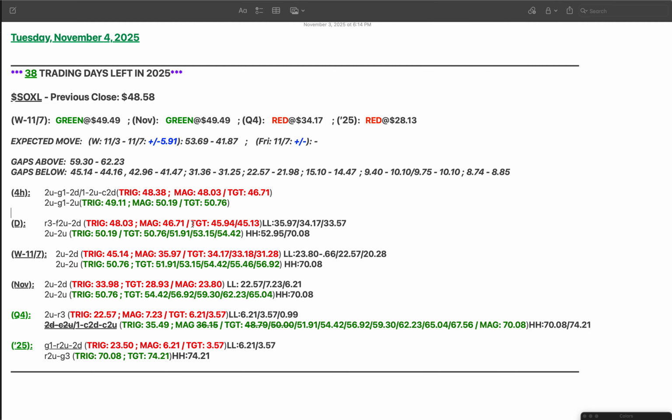If we do go past 46.71, we've got our extended targets of 45.95 and 45.13 out there as well. Now to the upside, we wouldn't have any type of reversal, so we'd have a clear entry, but not the most clear exit. The clear entry obviously is 50.19, and then we've got extended targets of 50.76, 51.91, 53.15, and 54.42 if we really want to start running.